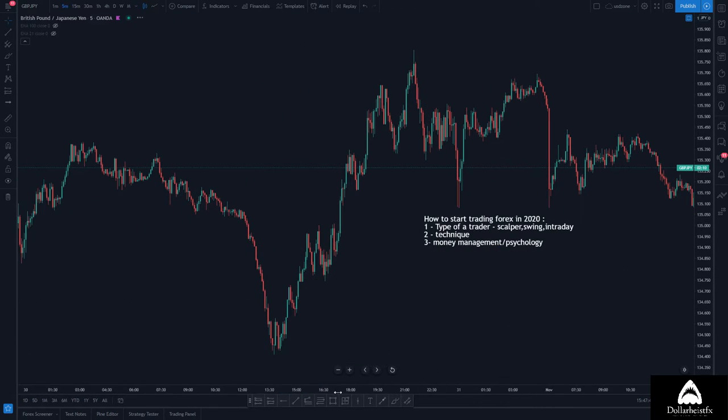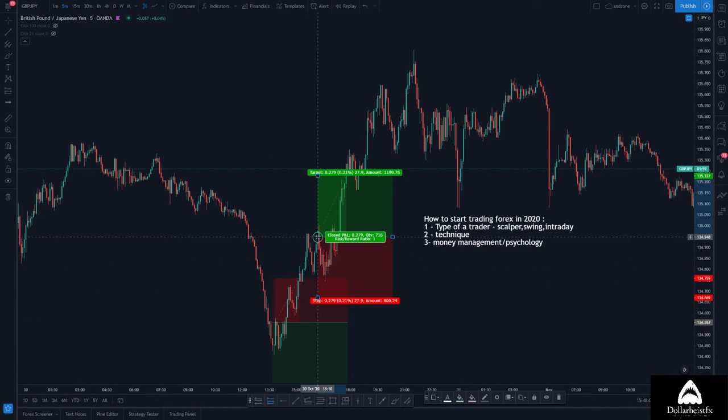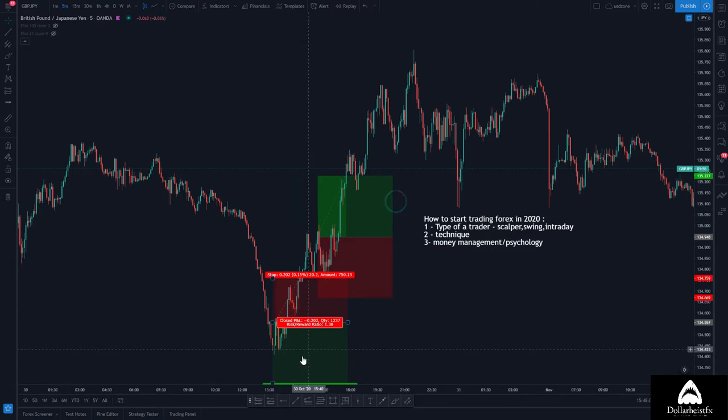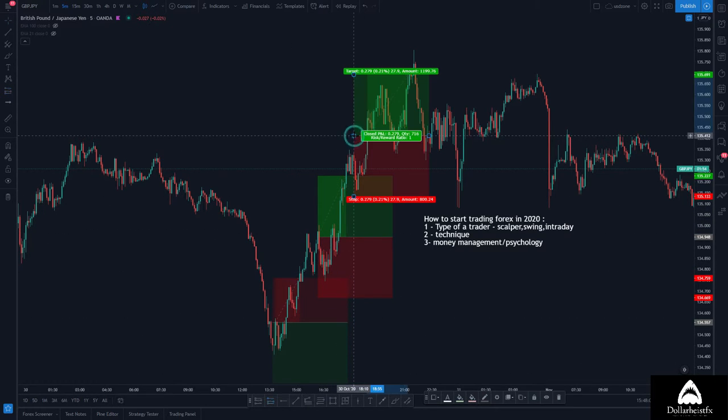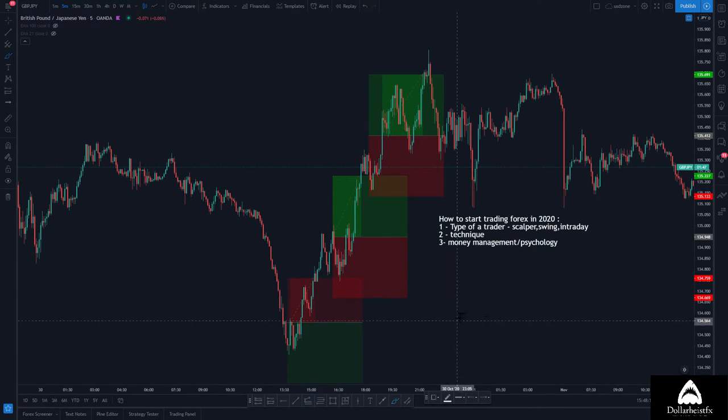Example, let's say you have a loss right here, and you might risk around maybe 3% of your account. And then you have a winning trade right here, and then you have a winning trade right here. See, so this will be 2 equals to 1. This will be 2 wins equal to 1 loss. That means you have 1 winning trade. Money management is very, very important.